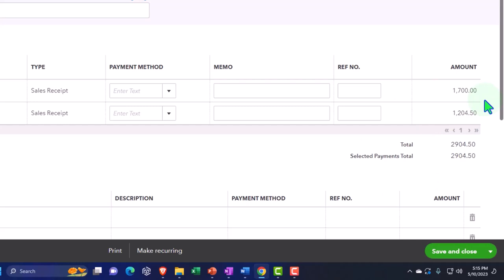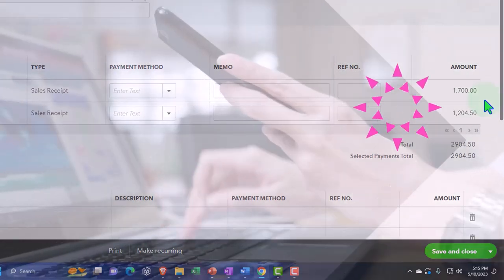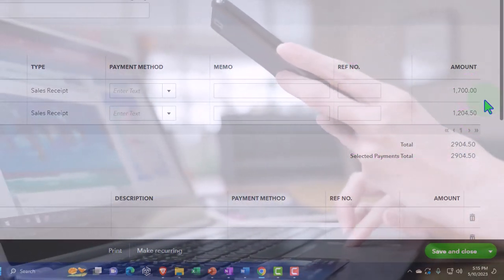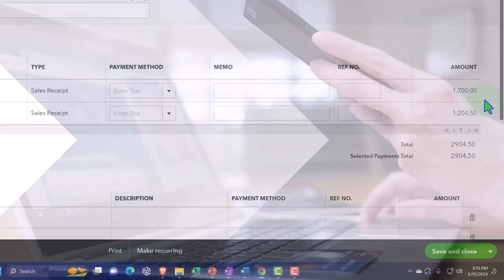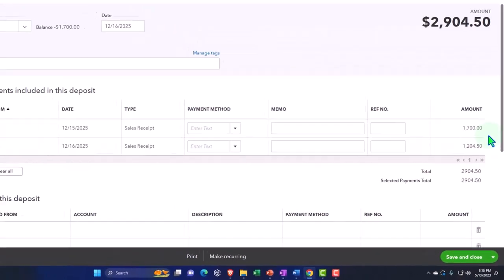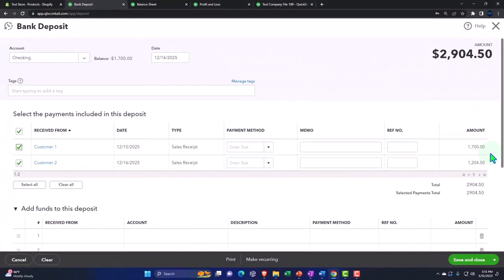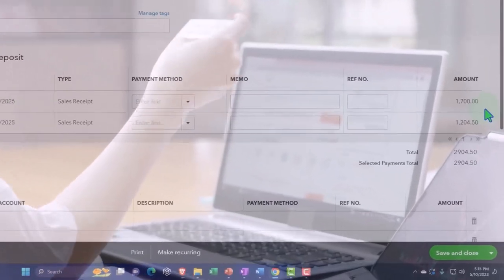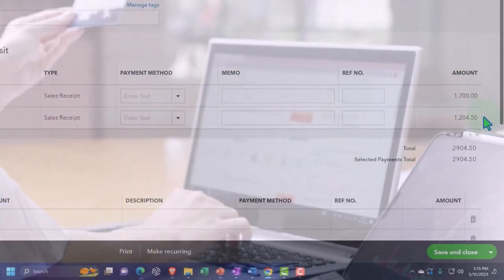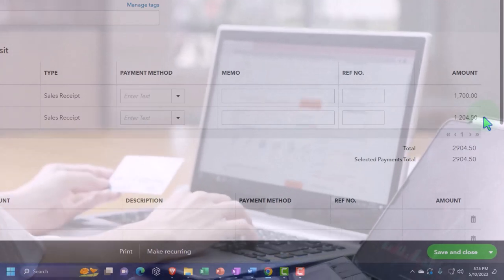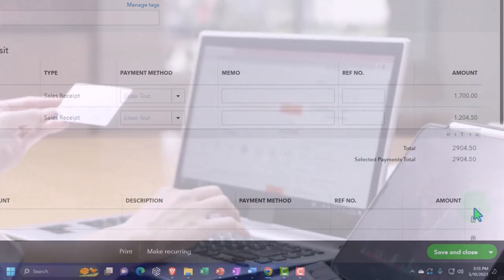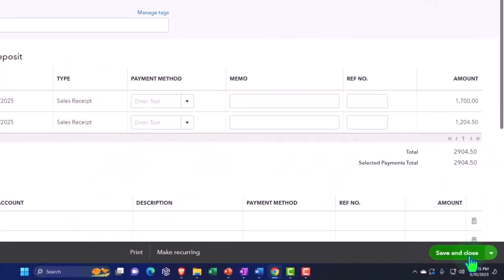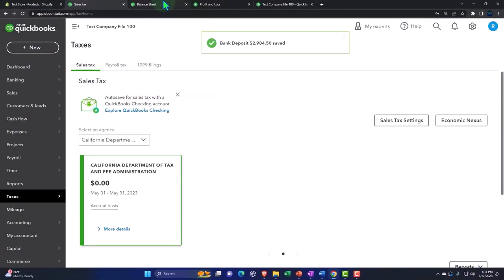Reconciling is very important, and this is going to be very important with the Shopify type of situation as well, because it's likely that we also want to automate our bank feeds, and the information that's going to come in through the bank feeds is going to be whatever was deposited into the bank, in this case 2,904.50, not 1,700 or 1,204.50. So that becomes an issue we need to be aware of when we pull this information in from an e-commerce website. So let's save it and close it and see what happens.